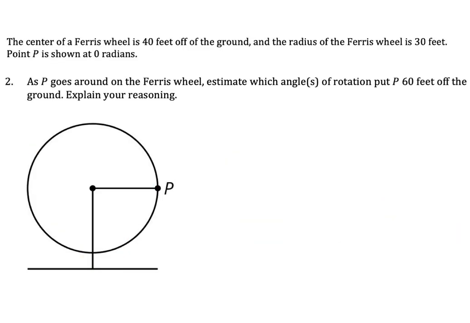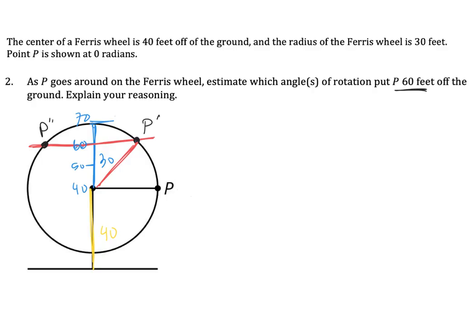All right, look at this one and try to draw this on your own. It says the center of a Ferris wheel, again, is 40 feet off the ground. It's the same question, and the radius is 30 feet in length. Then you are going to try, as P goes around the Ferris wheel, to estimate which angles of rotation put P 60 feet off the ground. So try to draw where P would be if it were 60 feet off the ground. So I want you to pause and try that on your own.